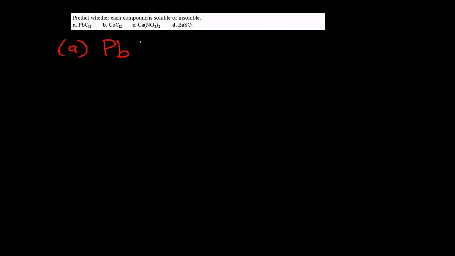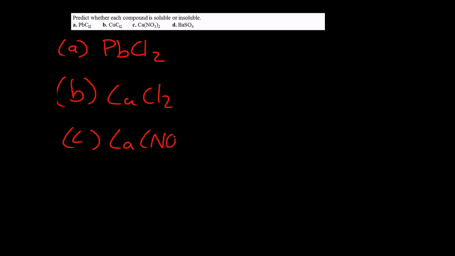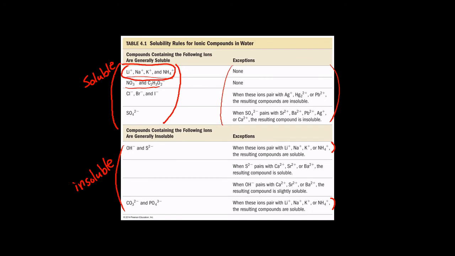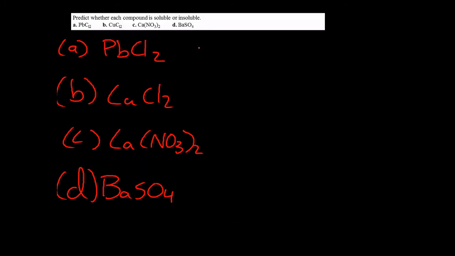A should be lead chloride. B should be copper. And actually both of these are 2. Lead 2 chloride, copper 2 chloride. C here is calcium nitrate. And D is barium sulfate. So go ahead and take a look at these 4 molecules, and then using the solubility rules from this table, try to figure out if each of these molecules will be soluble in water or insoluble. So pause the video now and see if you can work that out on your own.